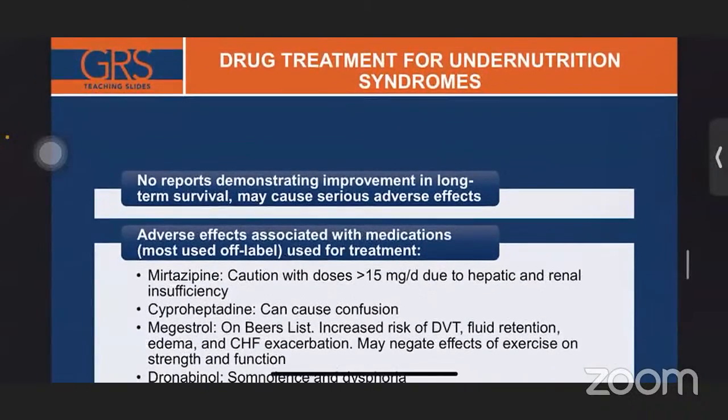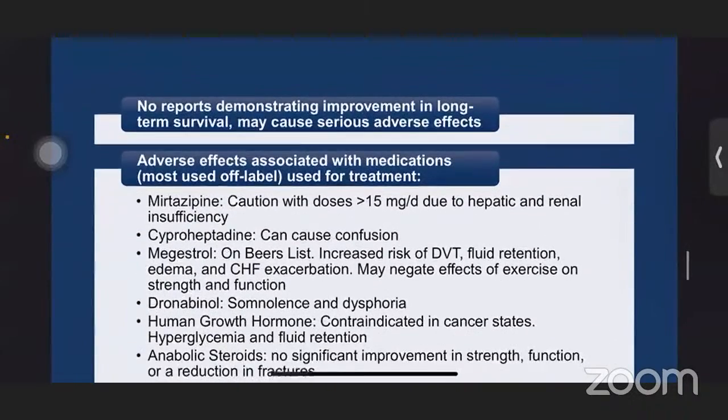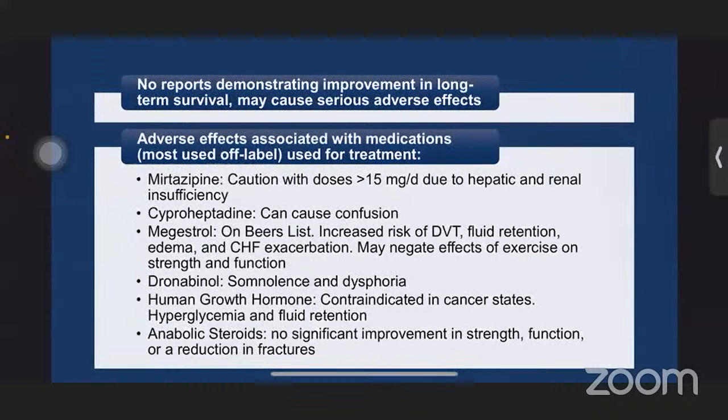And for treatment of undernutrition syndromes, there are no reports demonstrating improvement in long-term survival, and treatment may cause serious adverse effects. The adverse effects associated with medications used for treatment would be: mirtazapine, with caution for doses more than 15 milligrams due to hepatic and renal insufficiency; cyproheptadine can cause confusion; and megestrol could increase the risk of DVT or fluid retention or congestive heart failure exacerbation.